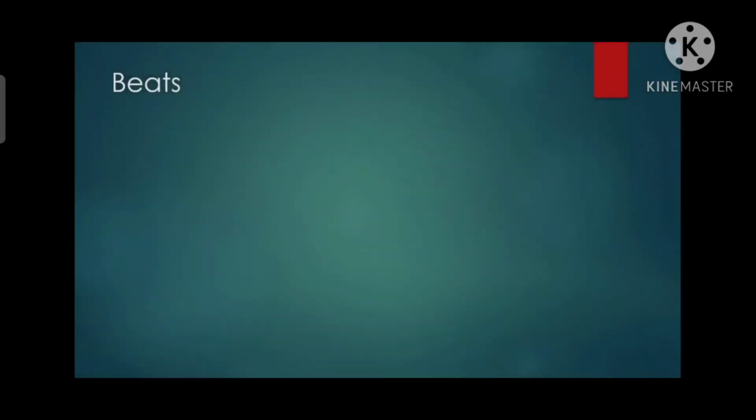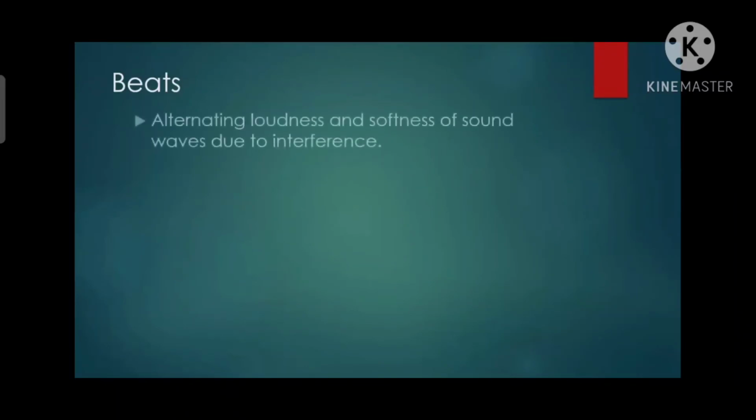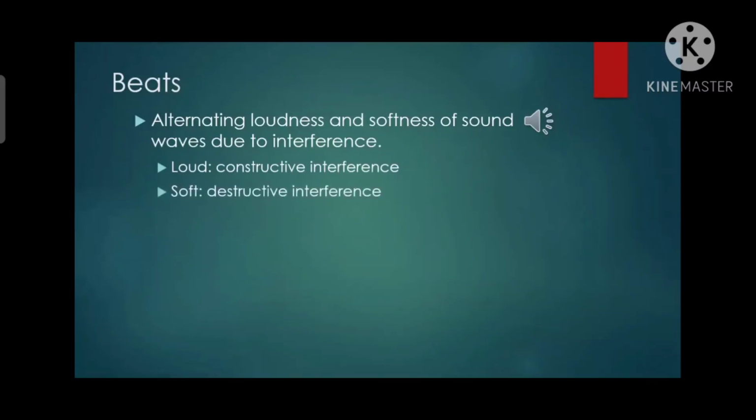The other phenomenon that occurs, and this also relates to music, is called beats. Beats are the alternating loudness and softness of a sound wave due to the interference that is happening here. An example: the loud part is caused by constructive interference, and the soft part, the quiet part, is caused by destructive interference.